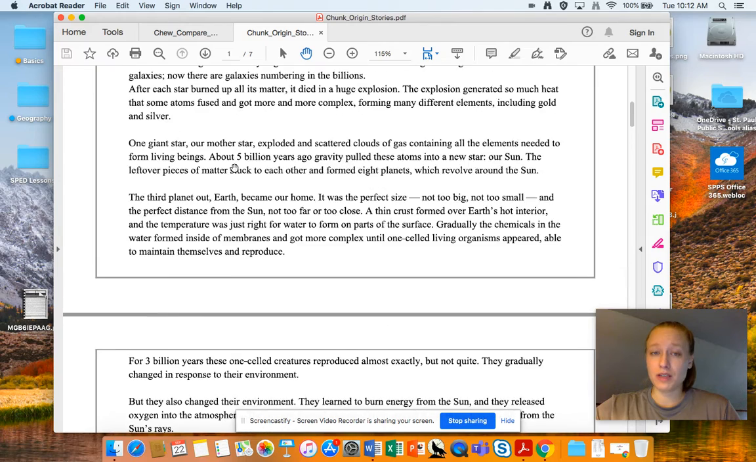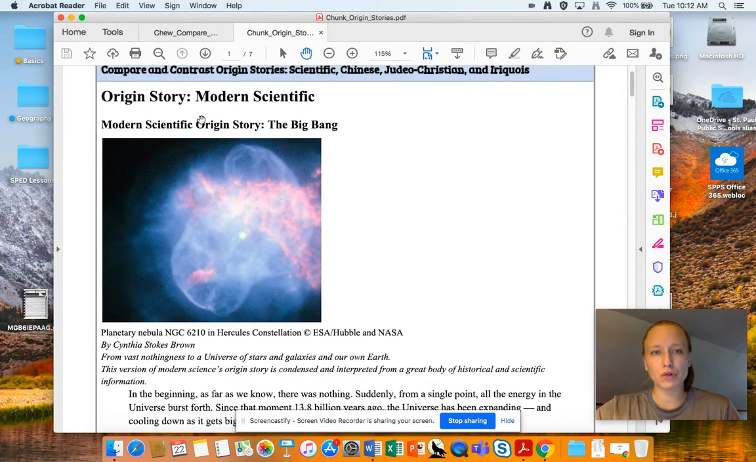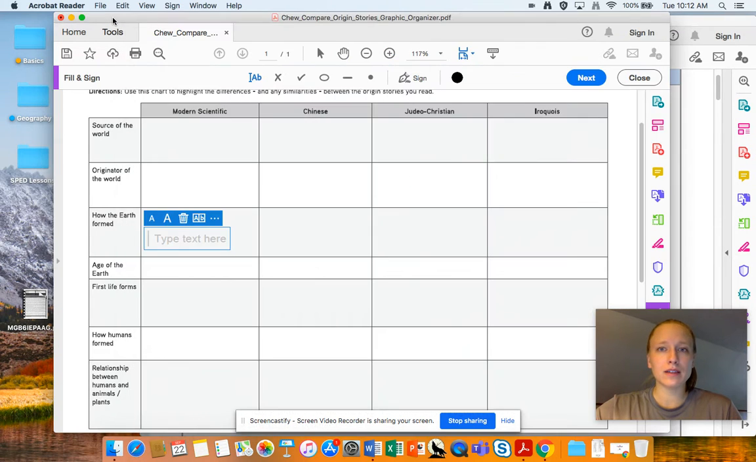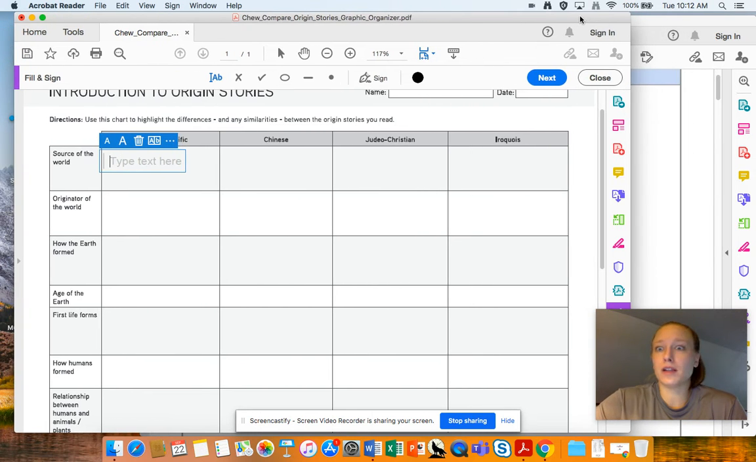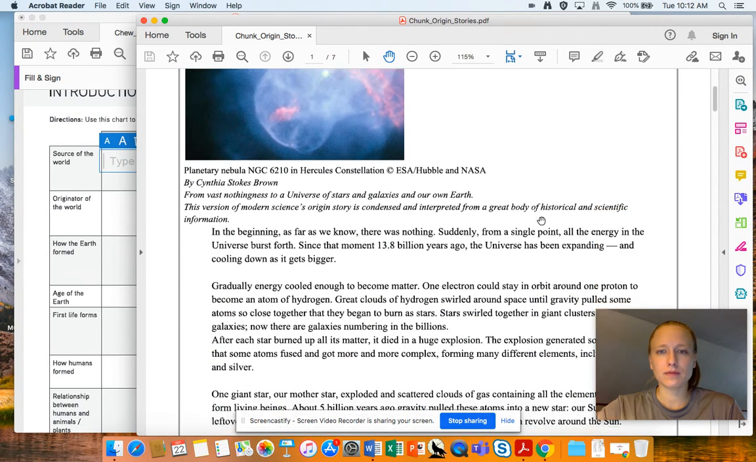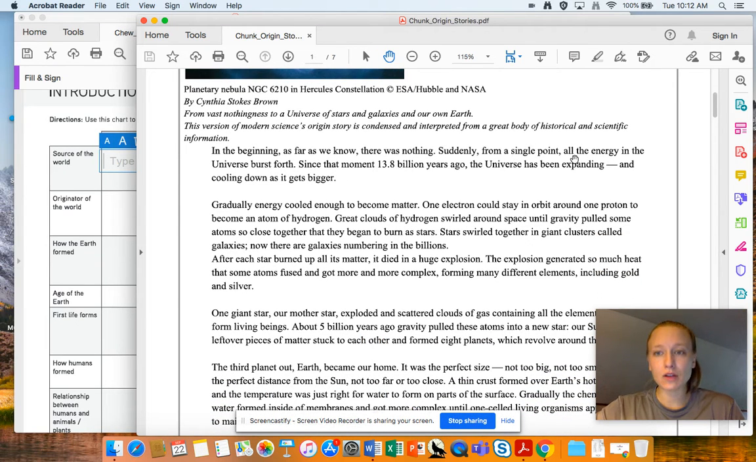So that is the story, the scientific modern story of how the earth began. So then I am going to go back to my graphic organizer, and I'm going to go back and forth. The source of the earth. So where did it come from? It came from a single point. All the energy in the universe burst forth. So energy cooled to become matter, and one electron could stay in orbit. So I'm going to say the source of the world was a single point, all the energy, and it burst forth.